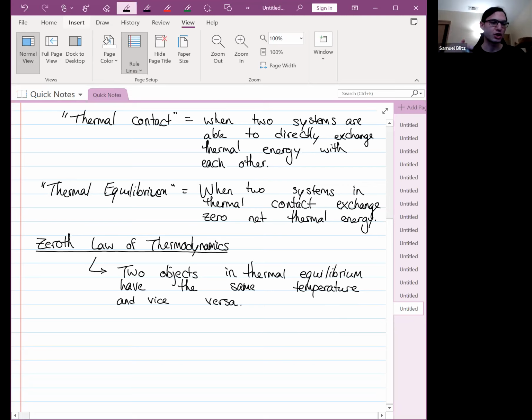But the point is that temperature is an indicator of whether thermal transfer will occur between two objects that are in thermal contact. So for example, if two objects are not in thermal equilibrium, then according to the Zeroth Law of Thermodynamics, they have different temperatures. But if they're not in thermal equilibrium and they are in thermal contact, that means that the net thermal energy exchange is not zero. So if their temperatures are different and they are in thermal contact, then there will be an exchange of thermal energy. So temperature is the measure by which we check whether two things will exchange thermal energy, and if they will, in what direction that thermal energy is exchanged.